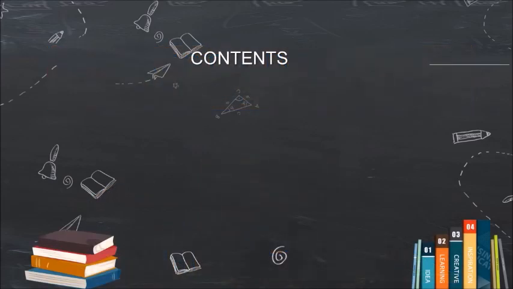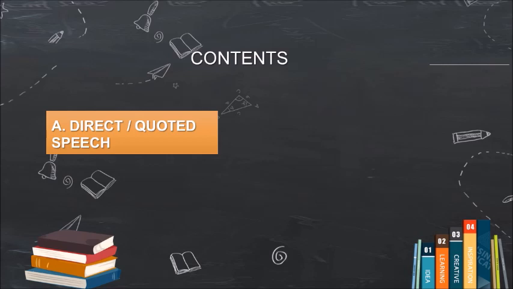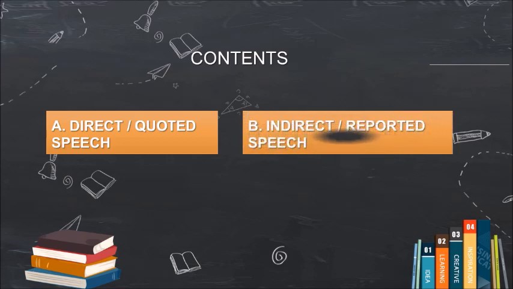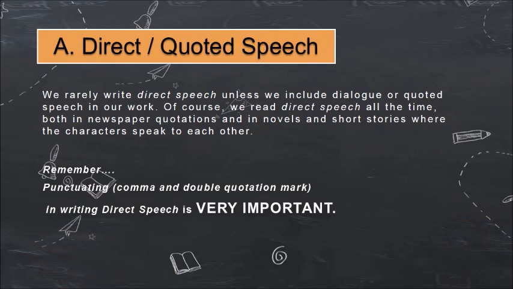The contents of the lessons are A. Direct or quoted speech, and B. Indirect or reported speech. A. Direct or quoted speech. We rarely write direct speech unless we include dialogue or quoted speech in our work. And of course, we read direct speech all the time, both in newspaper quotations or in novels and short stories where the characters speak to each other. Please remember that punctuating, like comma and double quotation mark, in writing direct speech is very important.